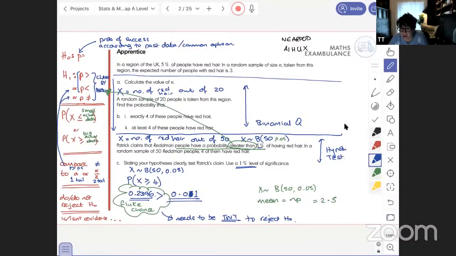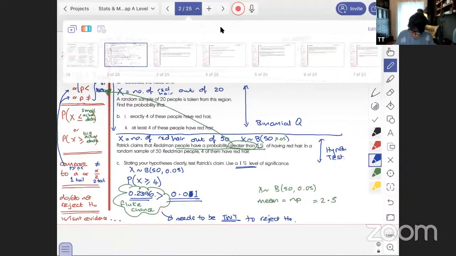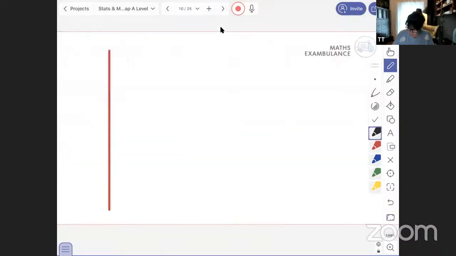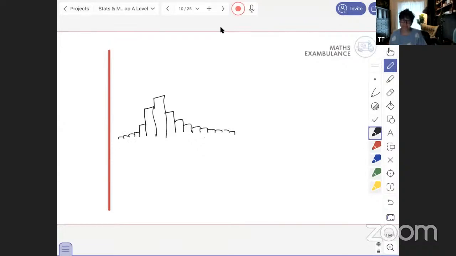You don't find the probability that it's equal to 4 because, and this is important, what you're trying to do is work out how weird the result is. Okay, so let me just pick a random page. Here are the things that could happen. Like this. Now, this one is obviously the mean. This one is the most likely.